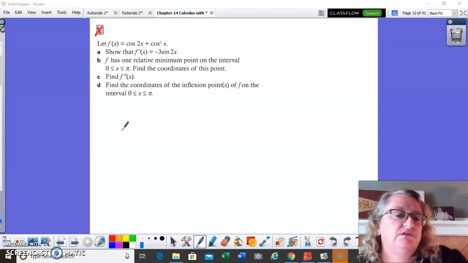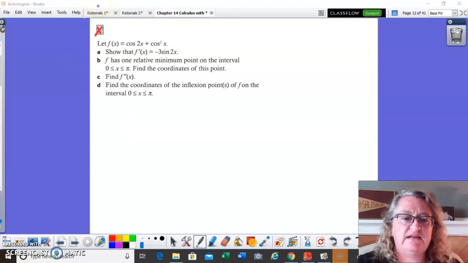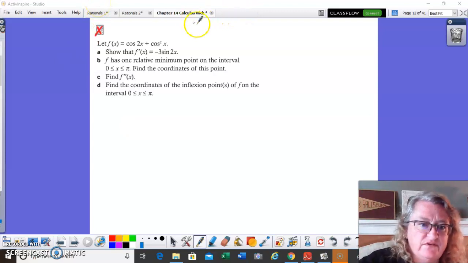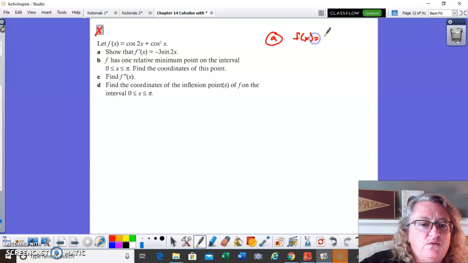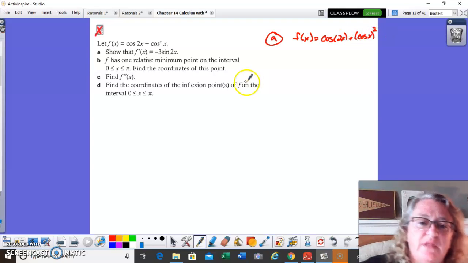All right, so first things first, it says show that the first derivative is negative 3 sine 2x. So let's just find the first derivative. Let's start over here with letter A. So f of x equals cosine of 2x, that's going to be chain rule, right? Plus cosine squared x, that's going to be chain rule also. We've got 2 chain rules going on here.